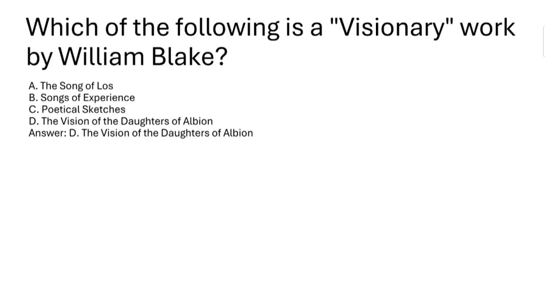Option C, Poetical Sketches. Poetical Sketches is a collection of Blake's early poems. It is a foundational work but does not belong to the group of Blake's later visionary works, which were more mystical and symbolic in nature.